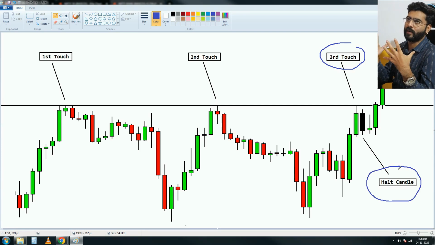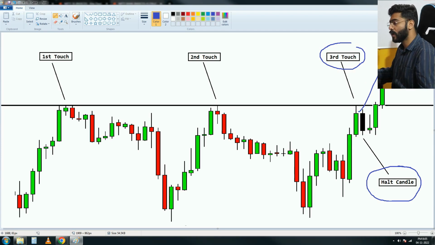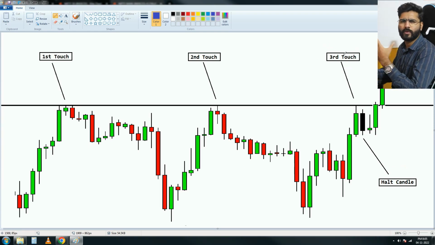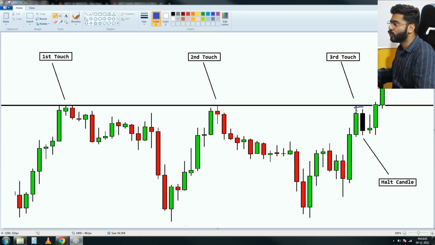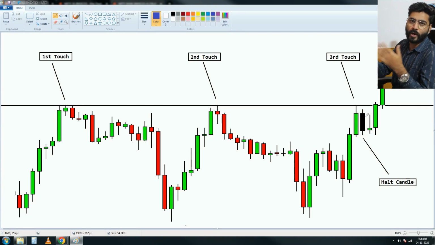Now, what is a halt candle and why am I showing it in black color? A halt candle basically means a pause. If the market directly breaks resistance, it means there is no halt candle and we are not interested in that particular setup. What we are interested in is, when the market comes for the third touch, third, fourth, fifth touch, doesn't matter, before breaking the resistance, the market should come and take a pause, it should take a halt. Why? It is required to accumulate the buyers or sellers in order to break that particular level. For resistance, buyers are required to break it, and for support, sellers are required to break that particular support. So here a halt candle is required, and it could be a green candle or a red candle.